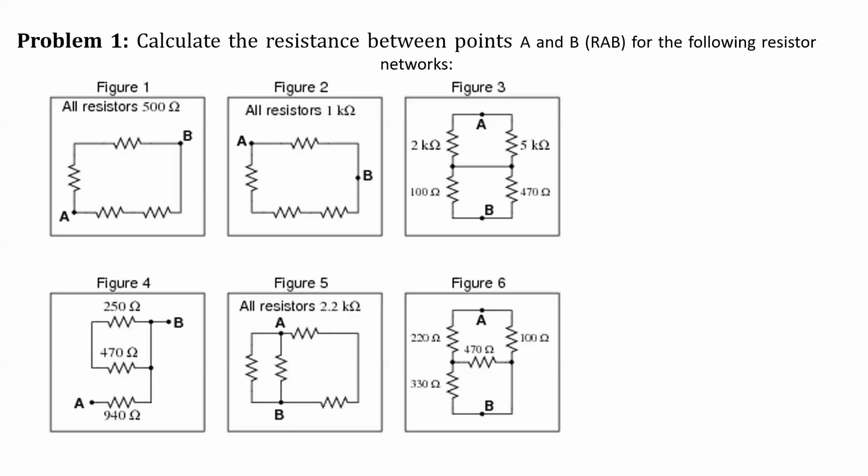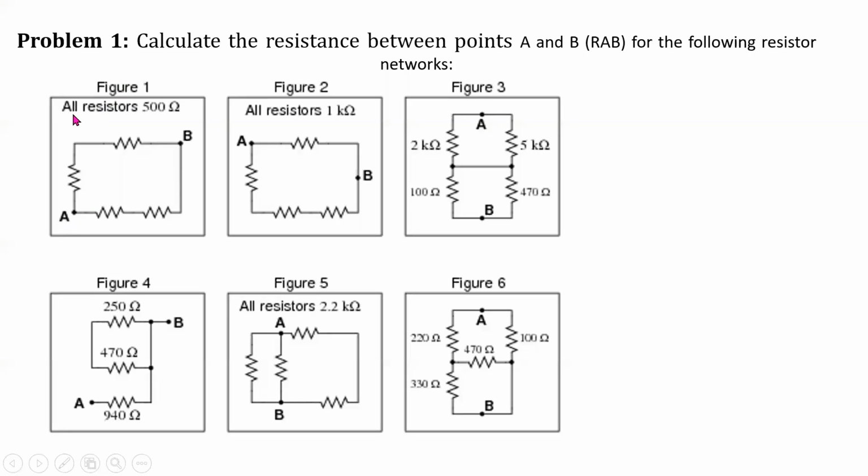Okay. Now we do solve a few examples here. Then what is this? Calculate the resistance between the points A and B for the following resistors. Here 6 problems are given here. For that, find out the equivalent resistance between the points A and B.